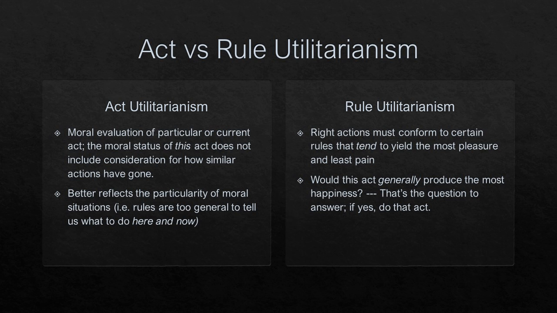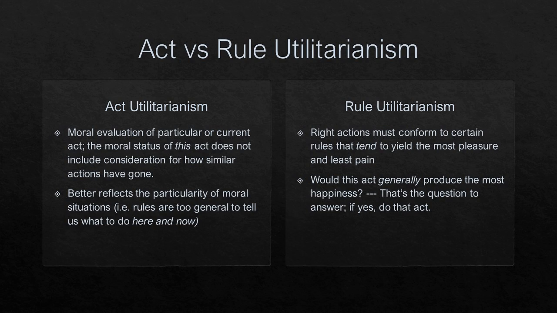As a result of criticisms of utilitarianism, the theory split into 2 kinds of utilitarianism: act and rule utilitarianism. Each emphasizes different features of utilitarianism. Act utilitarianism is a form of utilitarianism that focuses on each specific individual act. So right actions are simply those that produce the most happiness and the least pain. The moral evaluation of a particular or current act is the scope of our focus. The evaluation of the act's moral status does not include any consideration for past or future similar actions.